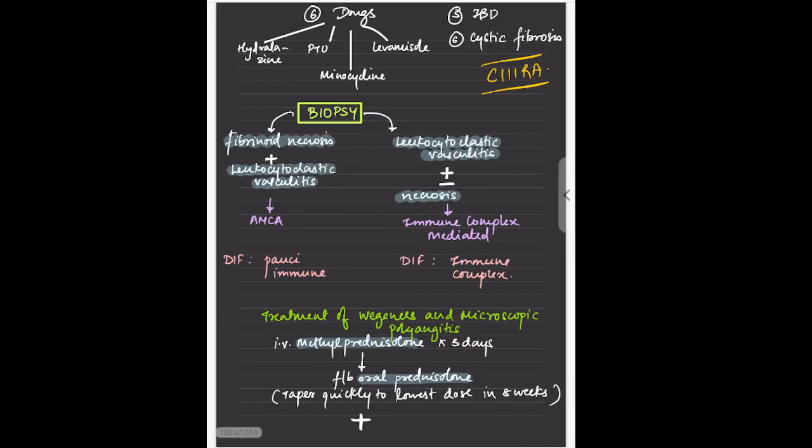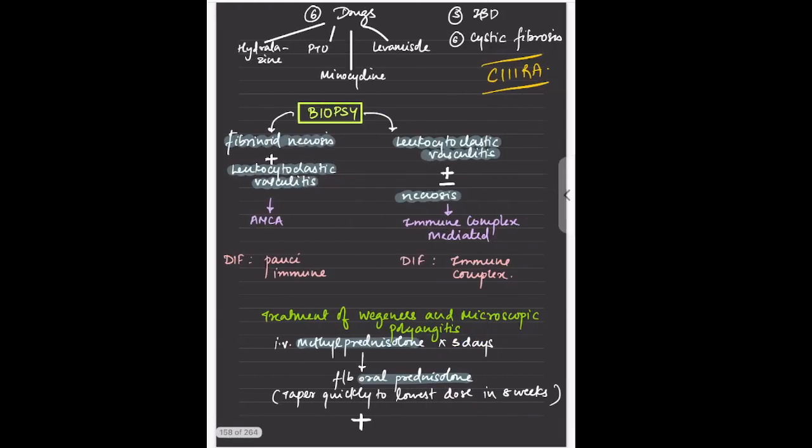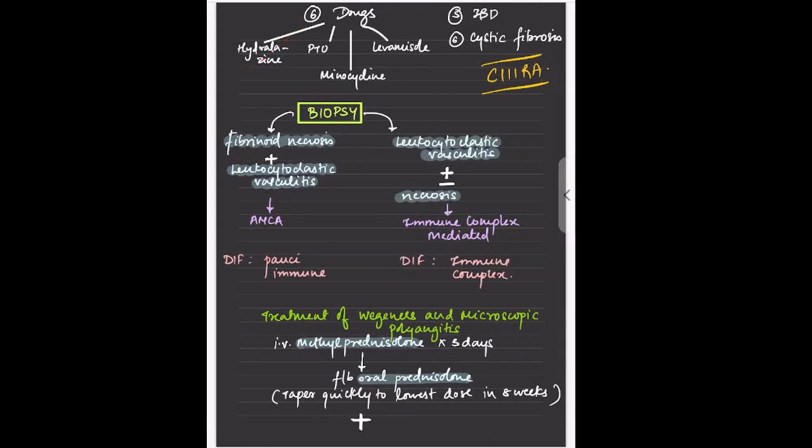In case of the C ANCA, one more thing, the drugs. Sorry, in case of MPO, one more thing that can be seen is drugs: hydralazine, propylthiouracil, minocycline, or levamisole. The biopsy will show leukocytoclastic vasculitis with or without necrosis. There will be fibrinoid necrosis, and there can be leukocytoclastic vasculitis.